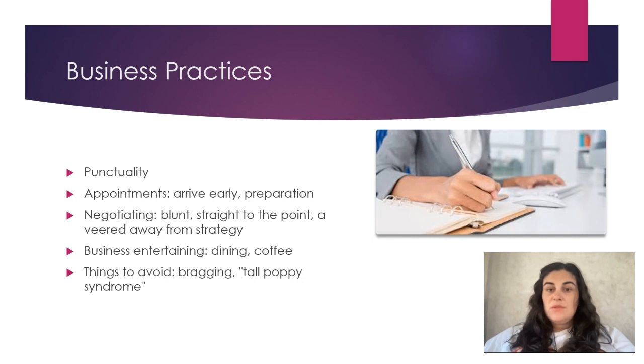Tall poppy syndrome is a popular saying in Australia. It reflects on criticizing successful individuals because of their tendency to brag about their success. This attitude is strongly frowned upon in Australia because of their desire to treat everyone with respect as equals.